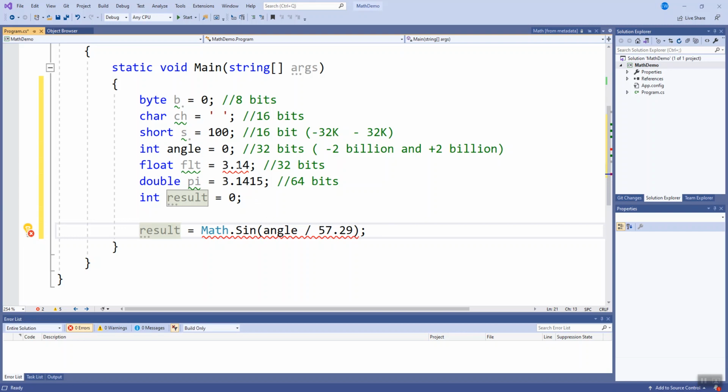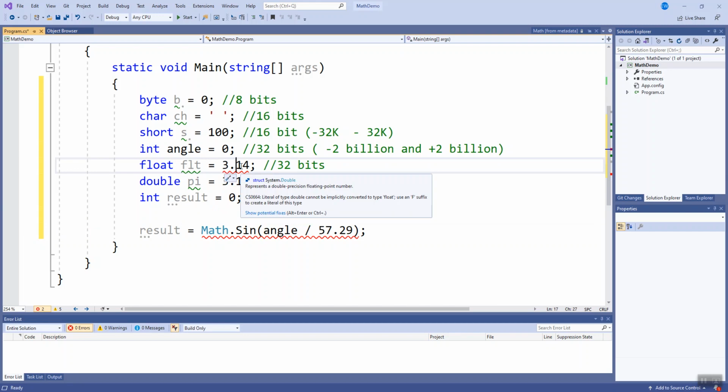So let's fix this and look at this little error here. Why do we get this error? It says the literal of type double cannot be implicitly converted to a float. Use the F suffix to create a literal of this type. So what does that mean? Well, when the compiler sees a literal number like that, when you just type in a number, it assumes it's a double. It assumes it's 64 bits.